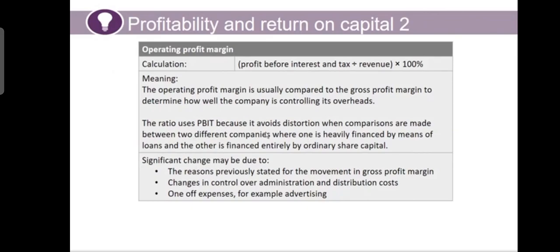The ratio uses PBIT because it avoids distortion when comparisons are made between two different companies. So why do we not do it with net profit? Because in net profit you have already subtracted taxes and interest. So we want to do it before interest and taxes, because in different countries there are different interest rates and different tax rates. So comparison will not make much sense. So significant change may be due to the reasons previously stated for the movement in GP. Maybe GP has gone up or gone down, or maybe there are some administration and distribution costs. So you have to consider them as well.